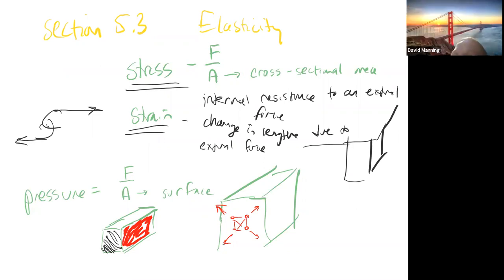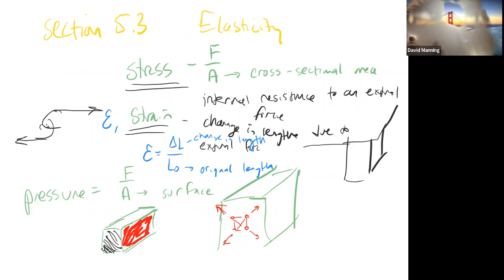The formula for strain is epsilon over epsilon naught. Nope, that is not the formula. I am so sorry. Epsilon is the symbol for strain. I don't know what I was thinking there. Epsilon equals delta L over L naught, where L naught is your original length, and delta L is your change in length. So that's stress and strain.